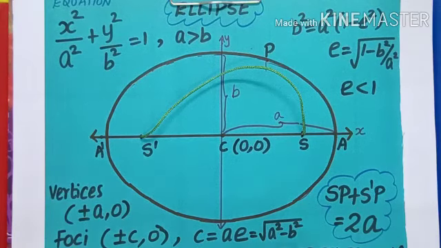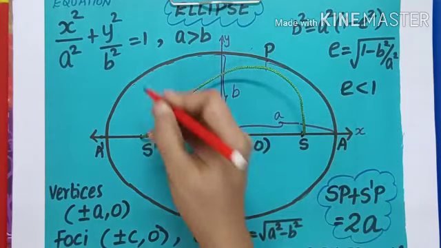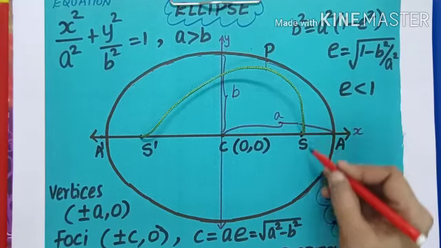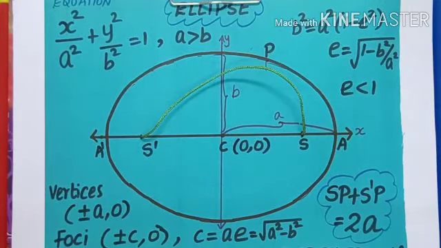Now there are two foci, so I can draw the latus rectum in two ways. Here one latus rectum and here another. What is the formula for the latus rectum? It is passing through the focus. Focus is plus or minus C. So the latus rectum equation will be x is equal to plus or minus C. What is the C actually? It is A into E.